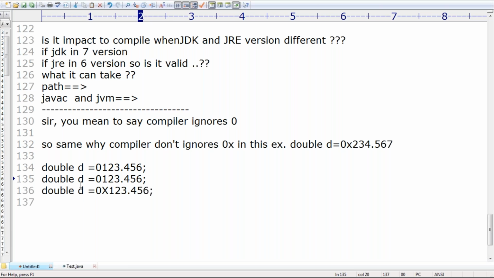Suppose I take 00000123.456, is it valid or not? Yes, my compiler is going to consider it and happily print 123.456. But here the problem is 0x123456 is not a valid number. That's why the problem is going to come. Clear, right? Okay, that's all.